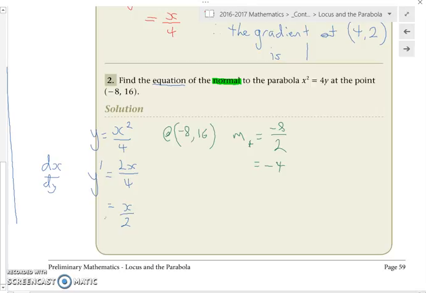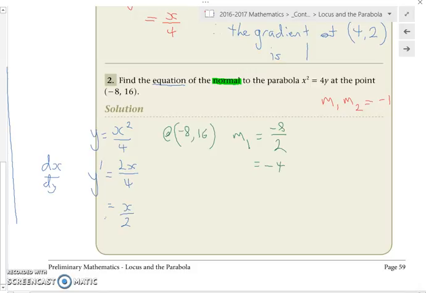Now, what do we know about the gradient of a normal? Excellent. M1 times M2 is minus 1. Now, let's go back to calling that M1 then. I was trying to be clever. I should never try and be clever. It doesn't suit me. So, what's M2?